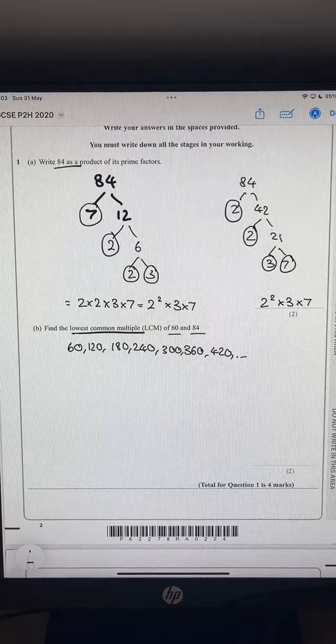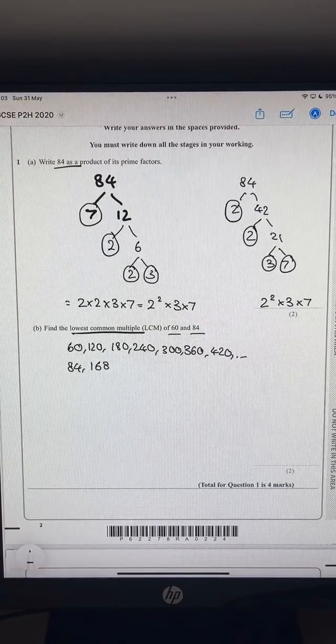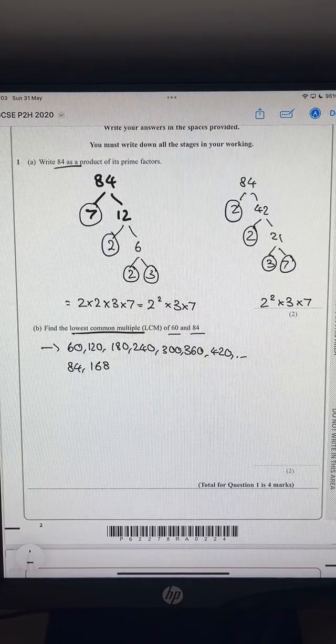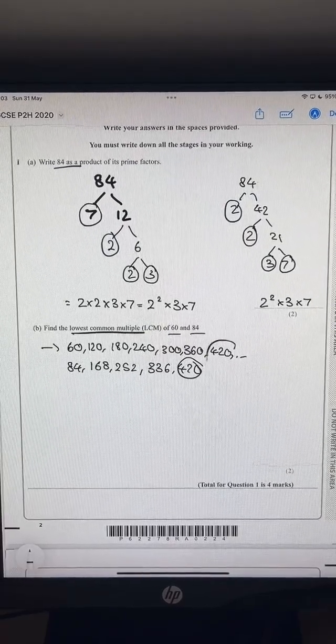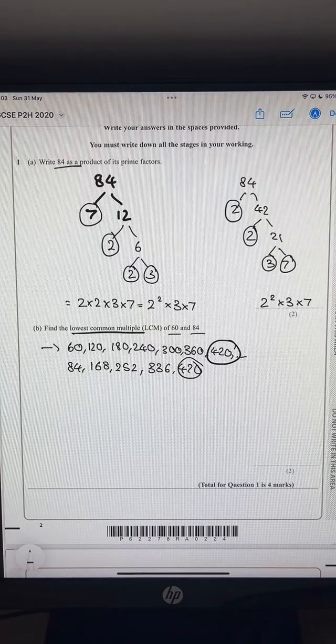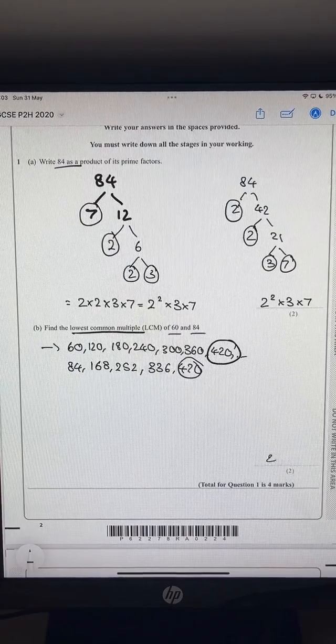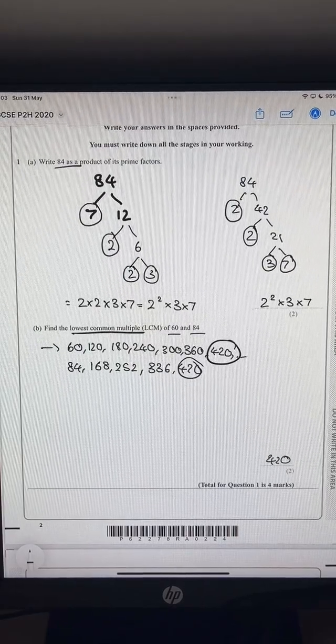Then the multiples of 84 are 84, 168, and I'm listing them until I find one that has something in common with the top list. So I get 252, 336, and 420. I notice 420 is in both. That's the first multiple that appears in both, hence it's the lowest common multiple. That's my answer, nice and easy like that.